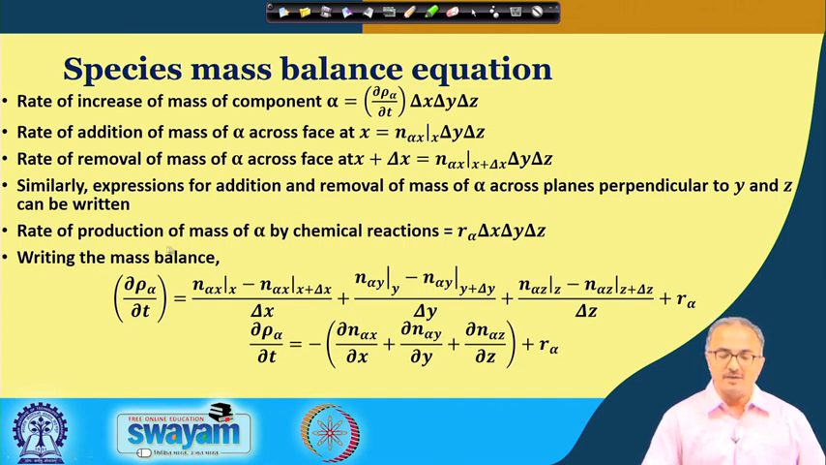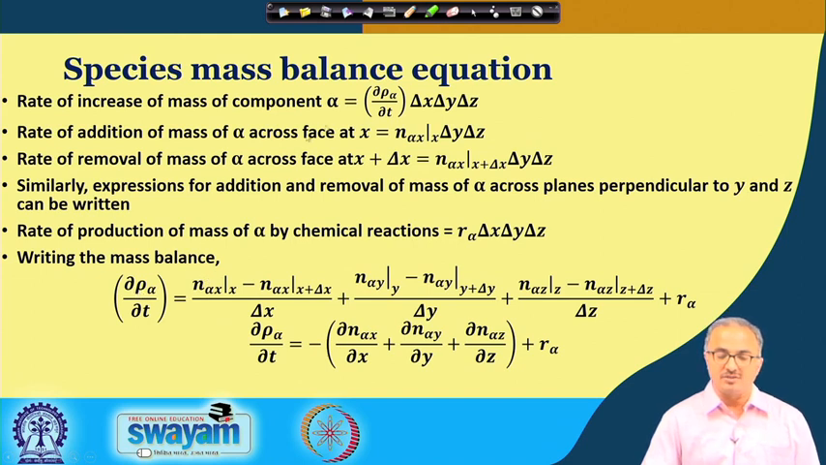And now let us go to the reaction term which is causing the production or the consumption of the species alpha, and generally the reaction terms are again given in terms of volume. So, let us say that this particular rate of reaction is per unit volume of the particular reactor. Then we are simply multiplying with the volume of this small control volume, and we are getting the rate at which the species is getting generated or consumed.